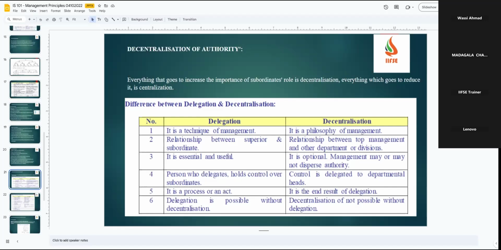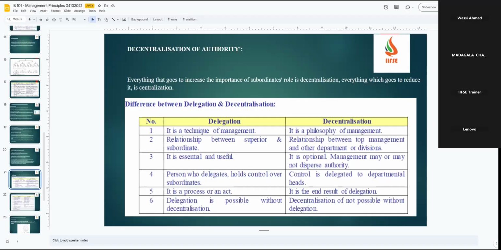Okay. Now we see the basic difference between delegation and decentralization. Delegation is a technique of management. Decentralization is a philosophy of management. So when you say technique, it is basically to improve the people. It is a general philosophy saying that we'll give or take ideas from the subordinates. Relationship between supervisor and subordinate.